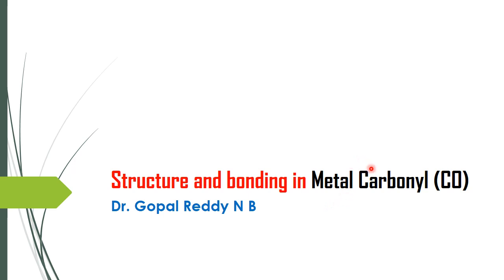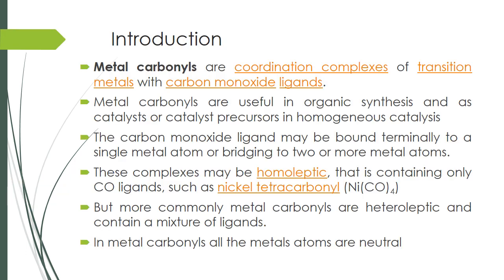Today we will see how the metal atom coordinates with the carbonyl ligands, either by forming a sigma bond or by back donation through a pi bond. Metal carbonyls are coordination complexes of transition metals with carbon monoxide ligands. As the terminology indicates, the metal atom is directly coordinated with carbonyl groups, and the carbonyl group is carbon monoxide.